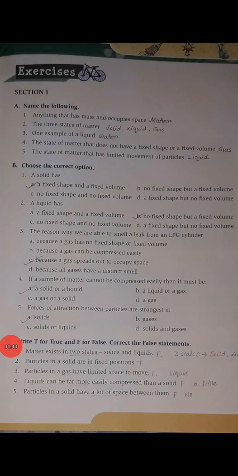This is the exercise question of chapter 1. So let's first solve the section 1 short questions. First, name the following. Number 1. Anything that has mass and occupies space. We all know this is matter. Number 2. The 3 states of matter. So the 3 states of matter are solid, liquid and gas. Number 3. One example of a liquid. One example of a liquid is water.